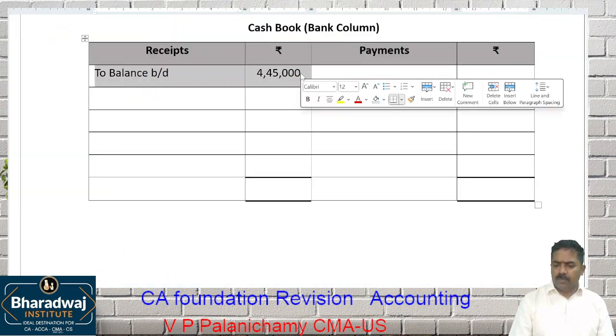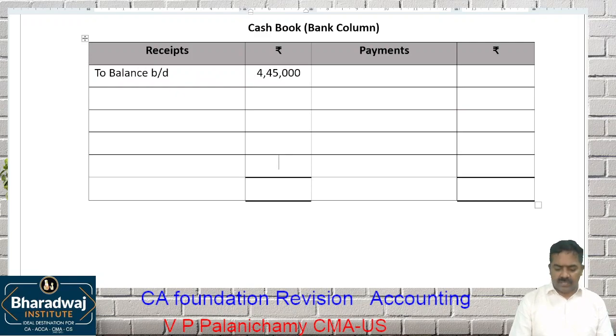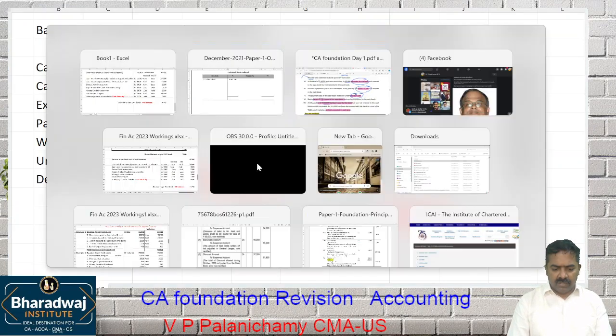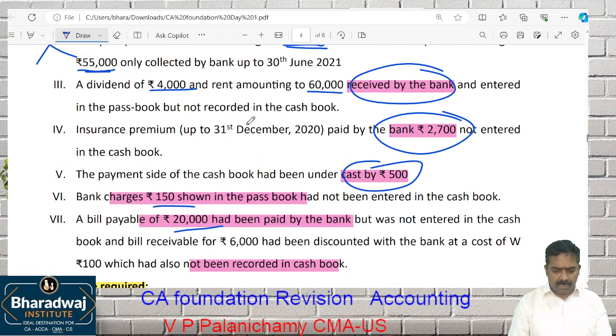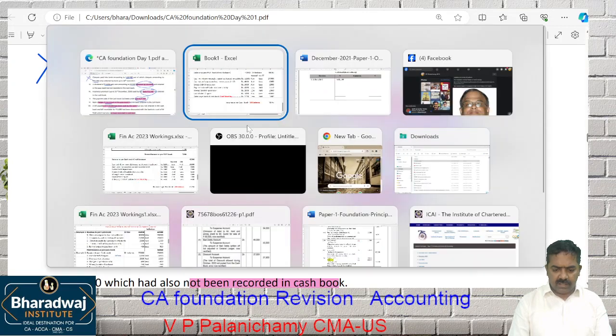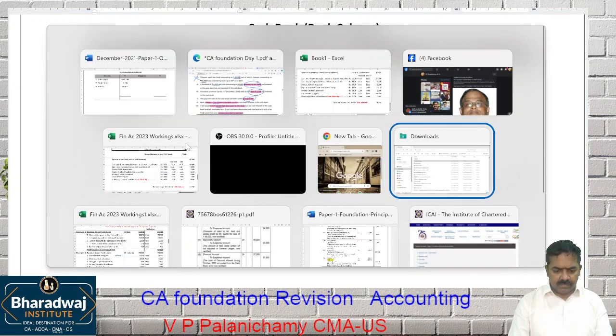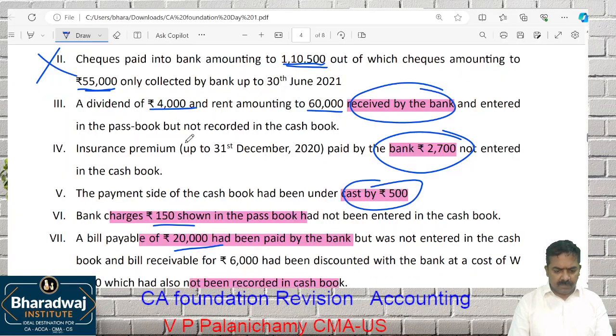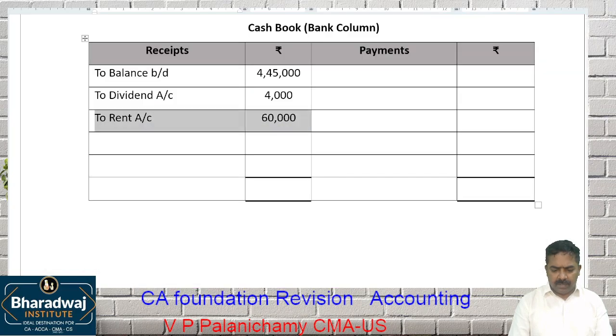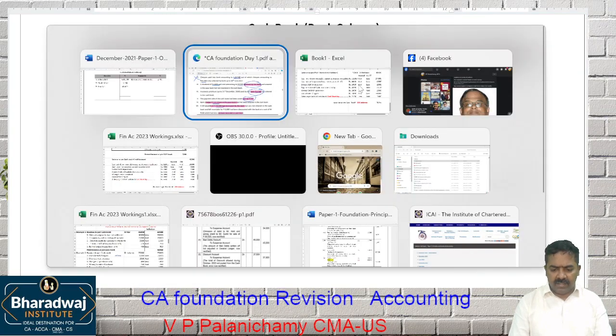Listen, what is the opening balance? 4,45,000. What are the other receipts? Dividend, rent, dividend and which one? Received, money comes in. Rent, money comes in. What is the next one? Bills receivable. Insurance premium paid by the bank.